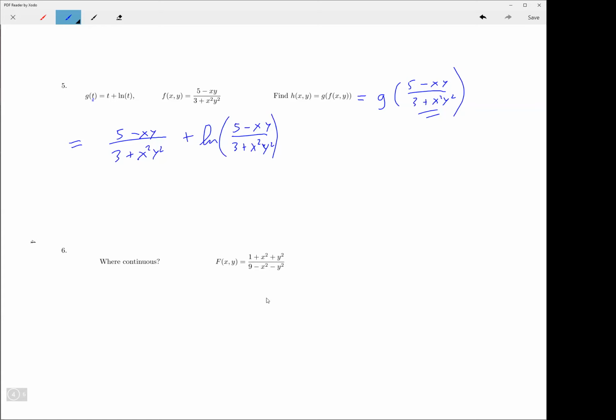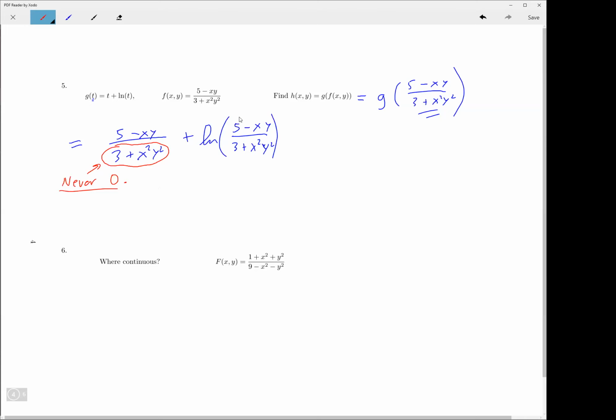Okay, and then the next question is, where is it continuous? What are potential problems? We could potentially have a 0 in the denominator, right? But is this ever going to be 0? No, it will never be 0. Is that sad or is that happy? I guess that's happy, right? Because the denominator is never 0. So that's not a problem at all.